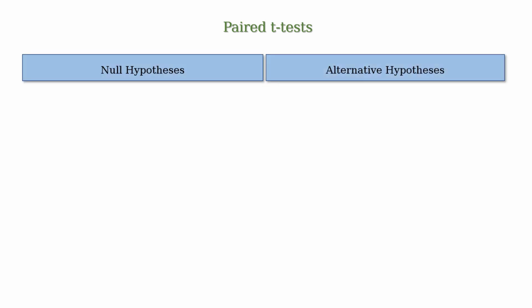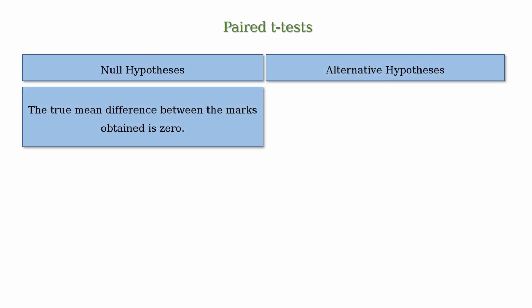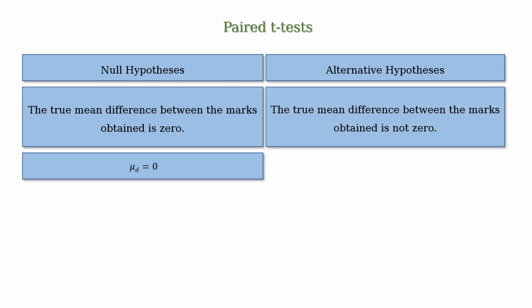So, let's look back at our example. We can state our hypothesis now. The null hypothesis will be that the true mean difference between the marks obtained is 0. In other words, mu d is equal to 0. And the alternative hypothesis will be that the true mean difference between the marks obtained is not 0. In other words, mu d is not equal to 0.